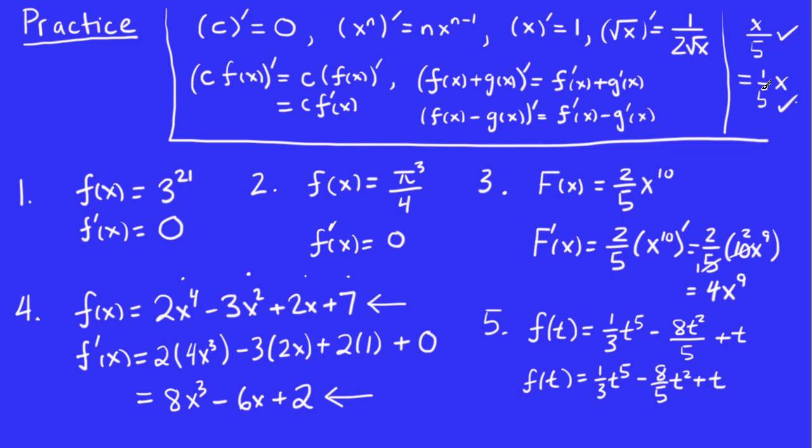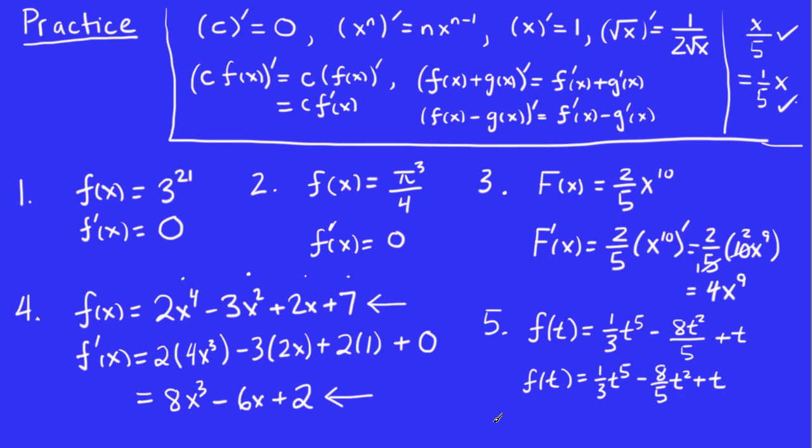You have to realize that they're the same thing and choose the one that's best for you in any particular problem. Here we want to do that because when it's like this now, then I'm all set up to use this rule here, constant times a function, right? My constant is negative 8 over 5, and my function is t squared.